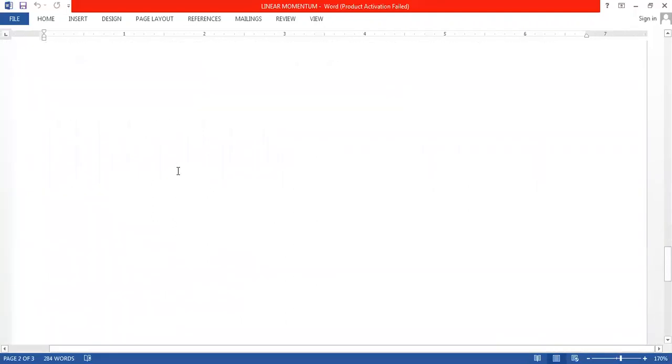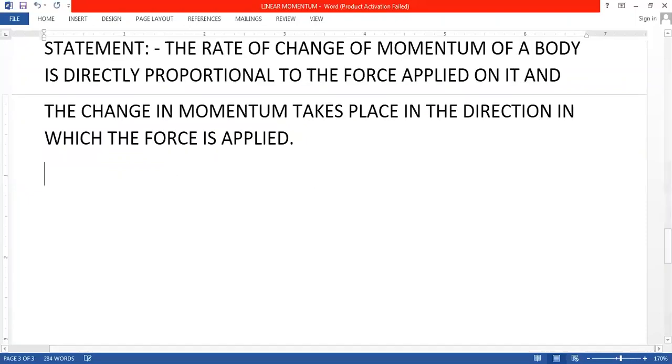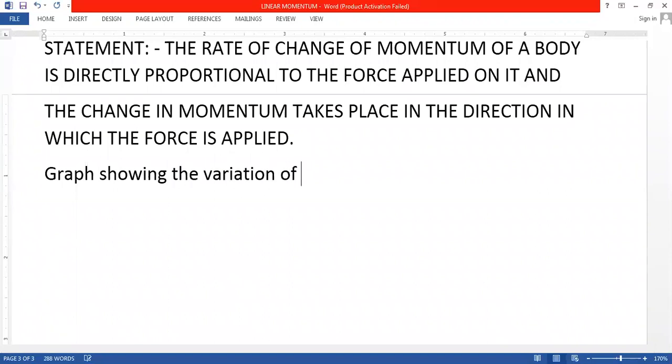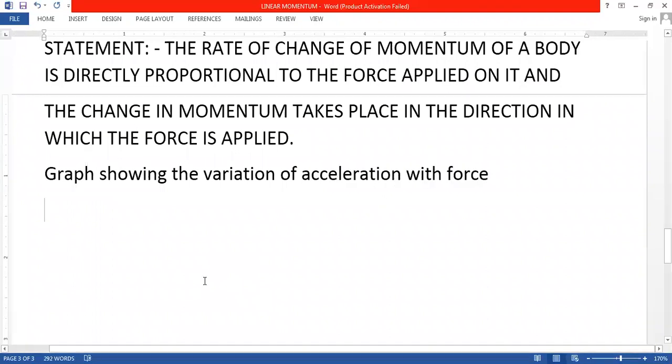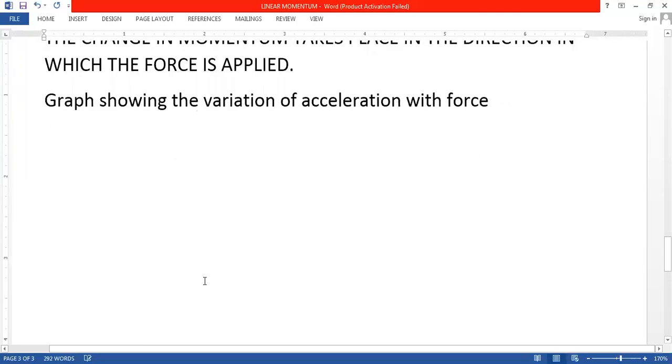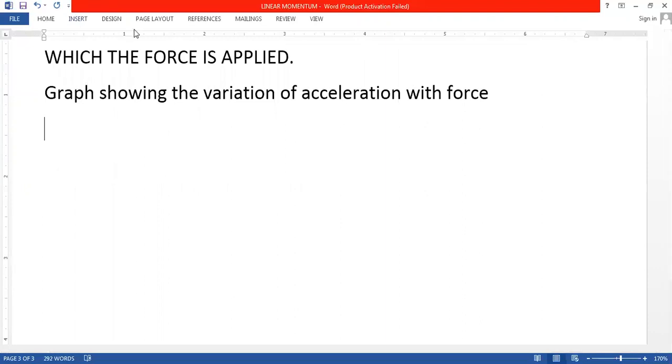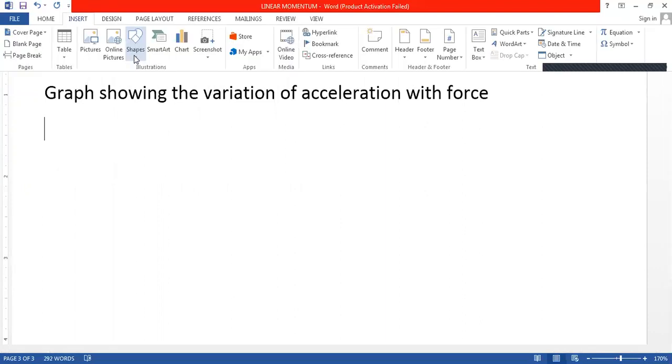Chalo. So we will write down this. Write down the graph showing the variation of acceleration. So let's find out the graph of acceleration, and what we will take on x-axis and what we will take on y-axis. That's a very important topic of discussion.